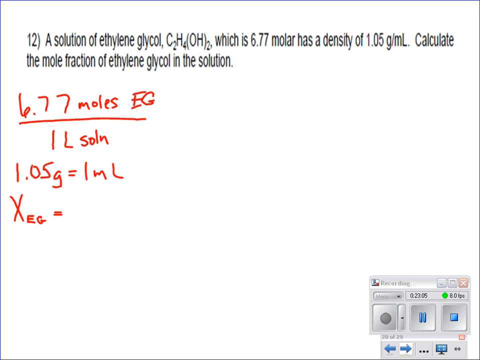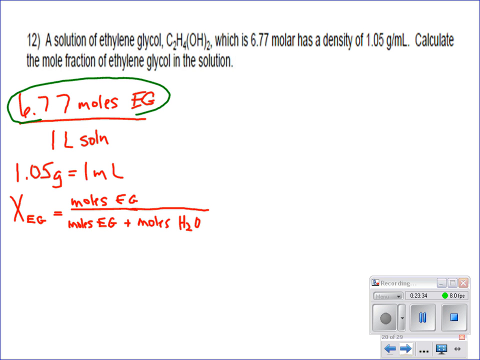So if we want the mole fraction of ethylene glycol, I need moles of what? Moles of ethylene glycol over moles of EG plus moles of what? Assume water, H2O. All right. Wow, what are we going to do? Well, don't we know moles up here? If we're going to assume we have this many moles, we have to assume and carry through how many liters of solution? Assume 1 liter, so we're going to have to carry that through.